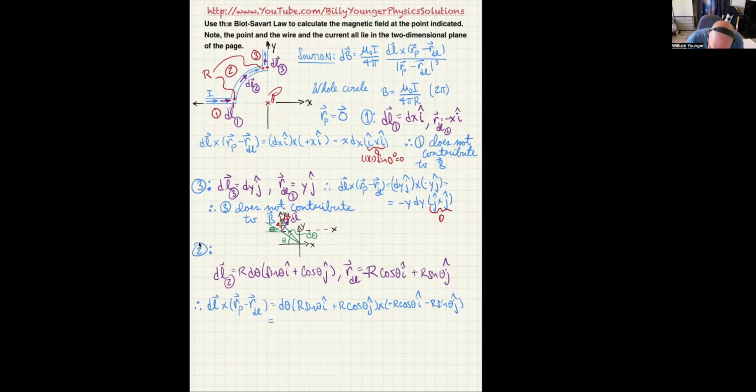The first is R times R times sine theta times cosine theta. So all of this is, of course, going to be r squared times d theta. So I'm going to go ahead and factor all that out. Now I'm going to get square bracket. This is going to become sine theta cosine theta i hat cross i hat, which is obviously 0.